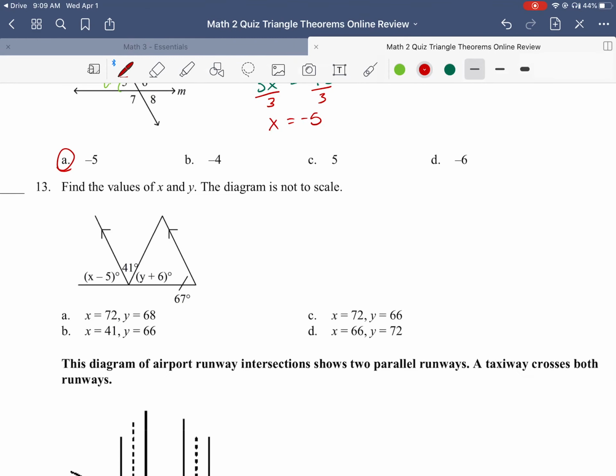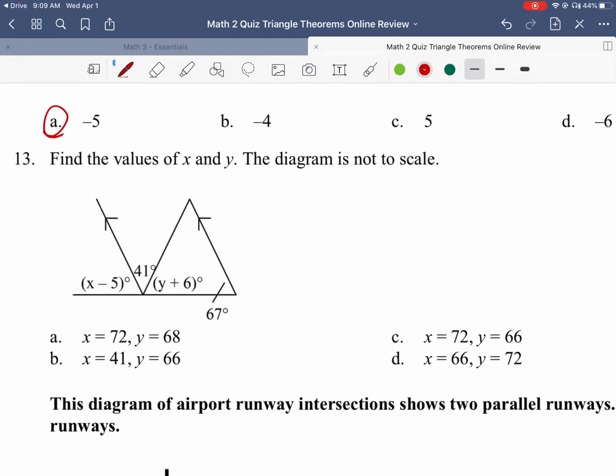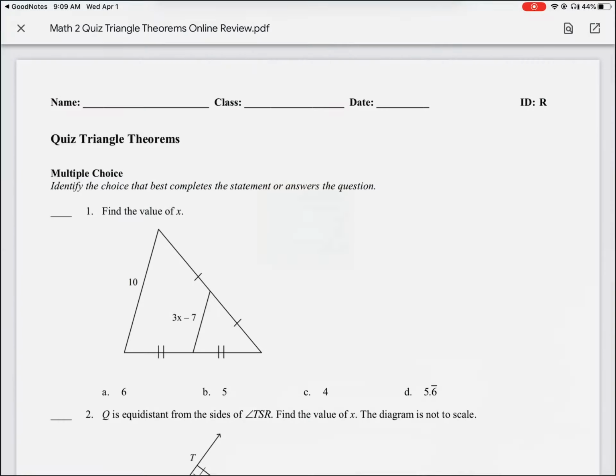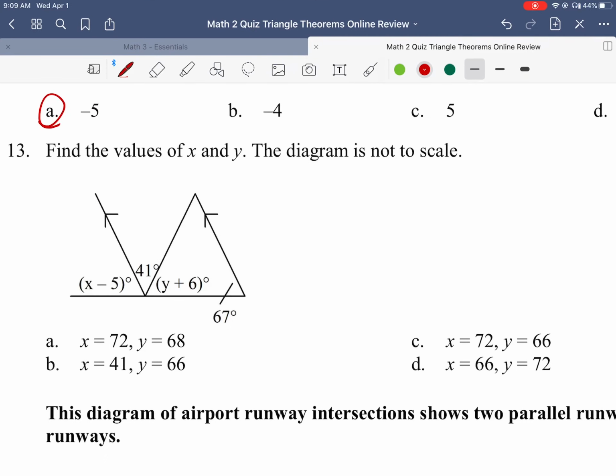Okay. This one for number 13 could be a little bit tricky, so we need to be careful with this one. Okay. Oh, sorry about that. Everybody keeps popping up messages.